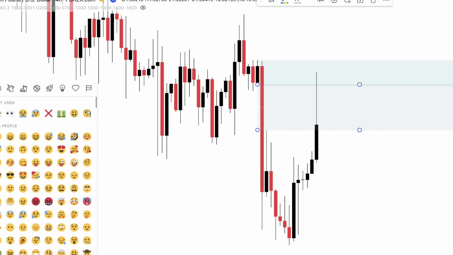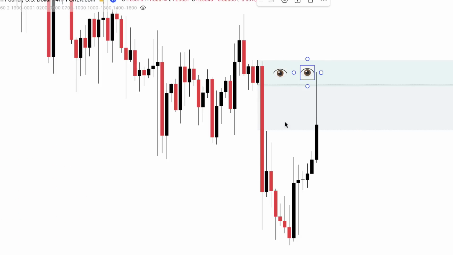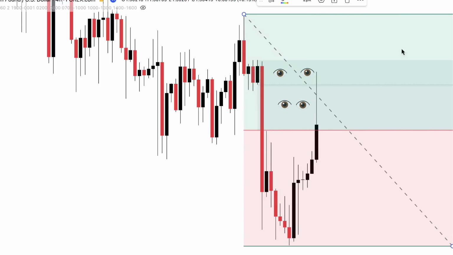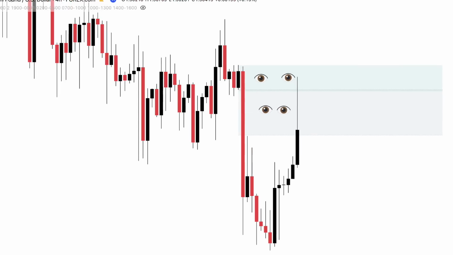And let me put eyes there. Then this one. We have a fair value gap. We have a bearish order block because the swing was from here to here. And we are bought in the premium area. And then what do? Now, this is something I use during the entry.